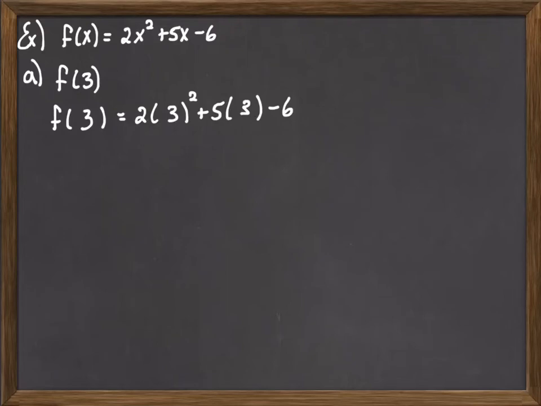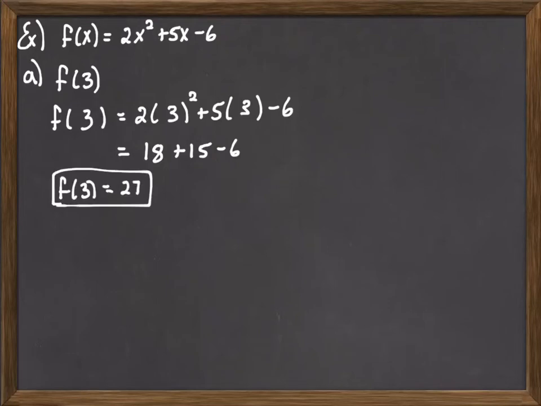So we simplify. 2 times 3 squared. 3 squared would be 9. 2 times 9 would be 18. And then plus 5 times 3. 5 times 3 would be 15. And then minus 6, and then we just simplify. And so 18 plus 15 is 33, minus 6 is 27. So f of 3 is 27.